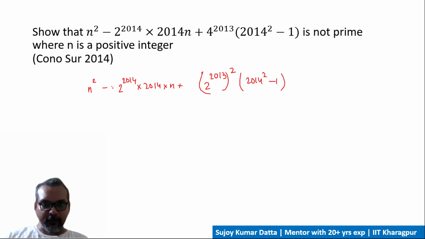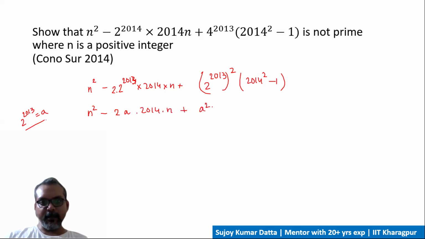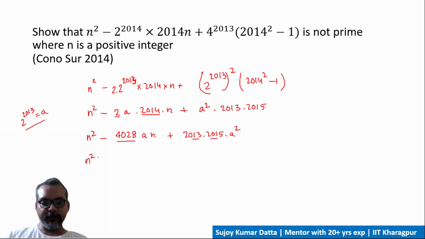So what we do is from here take out a 2 to the power 1 outside. So this also becomes 2 to the power 2013. And let's replace 2 raised to the power 2013 with a. So this equation now becomes n squared minus 2a times 2014 times n plus a squared times 2013 times 2015. So now you have to factorize this. Now 2 times of this will become 4028an. Now clearly 4028 is the sum of these two, so we can factorize.